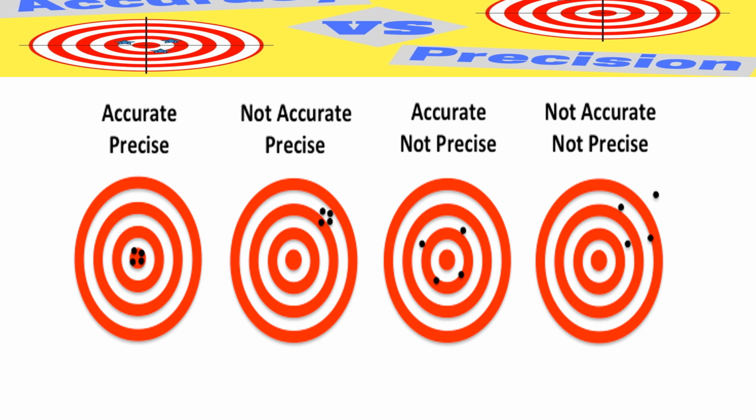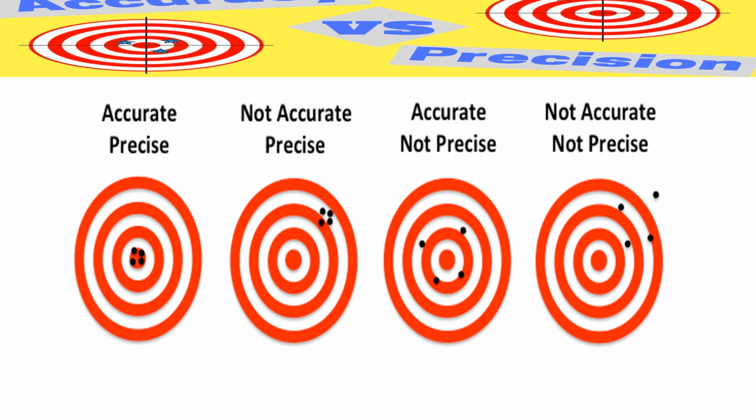Coming to the second one. Here the dots are quite close, that is, every time the results have been carried out, they have been similar, but they are far away from the center, so they are not accurate. So this result is not accurate but precise.